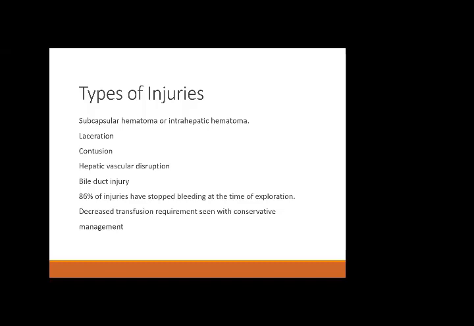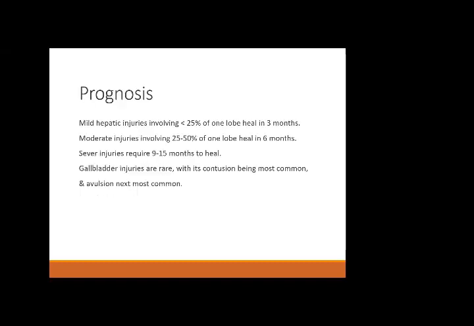86% of injuries have stopped bleeding at the time of laparotomy. Fibrin and clot formation have a tendency to stop bleeding. These patients may need transfusion requirements in the primary environment. If the injury is less, the prognosis is good. Mild injury with contusion of less than 25% of one lobe heals in 3 months, moderate injury with 25-50% of one lobe in 6 months, and severe injury in 5 to 9 months.